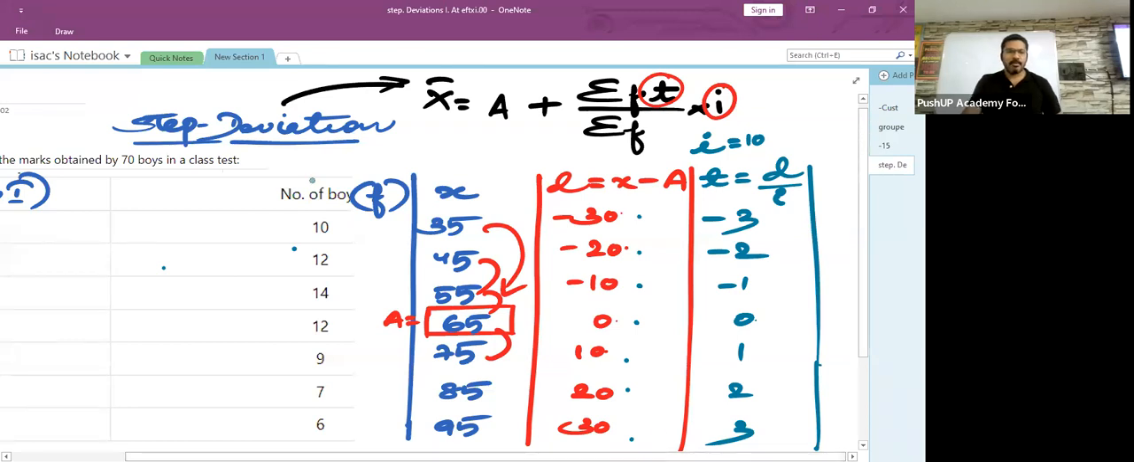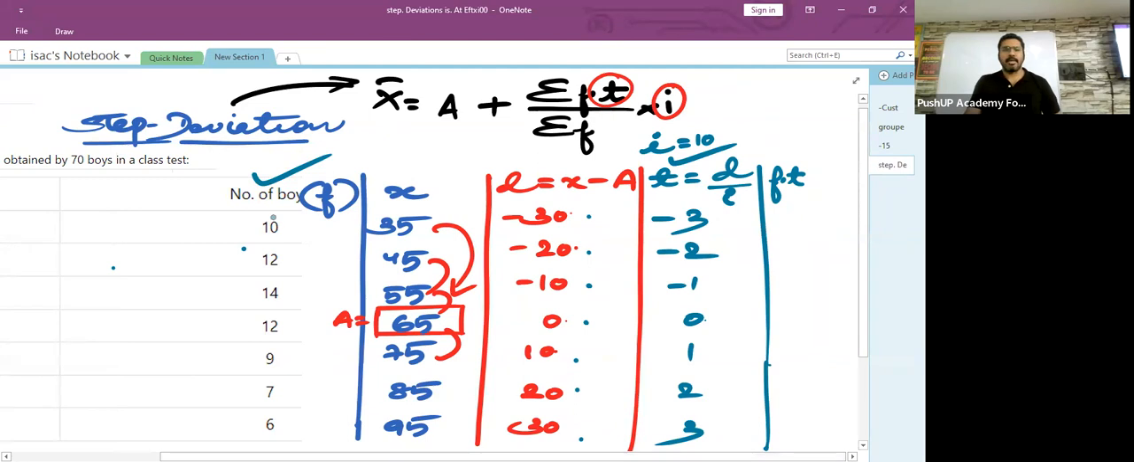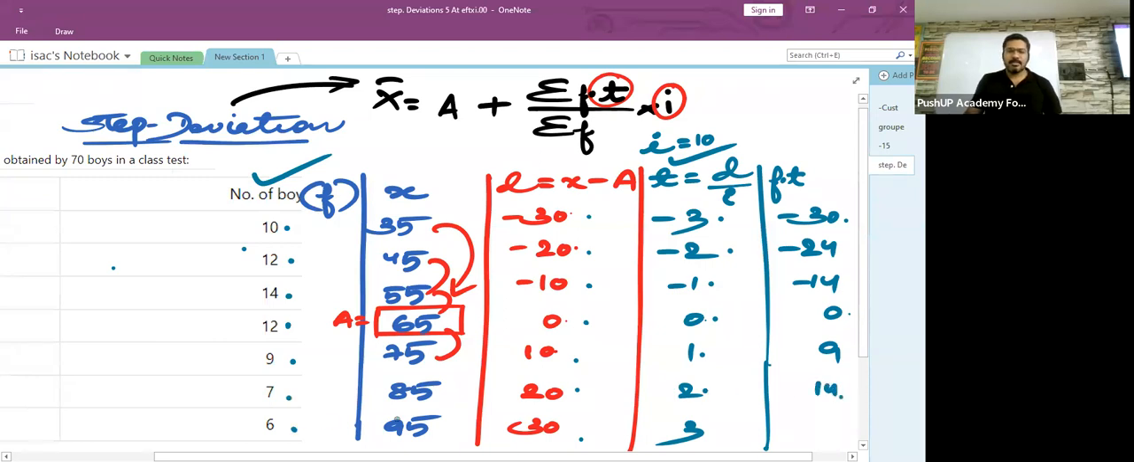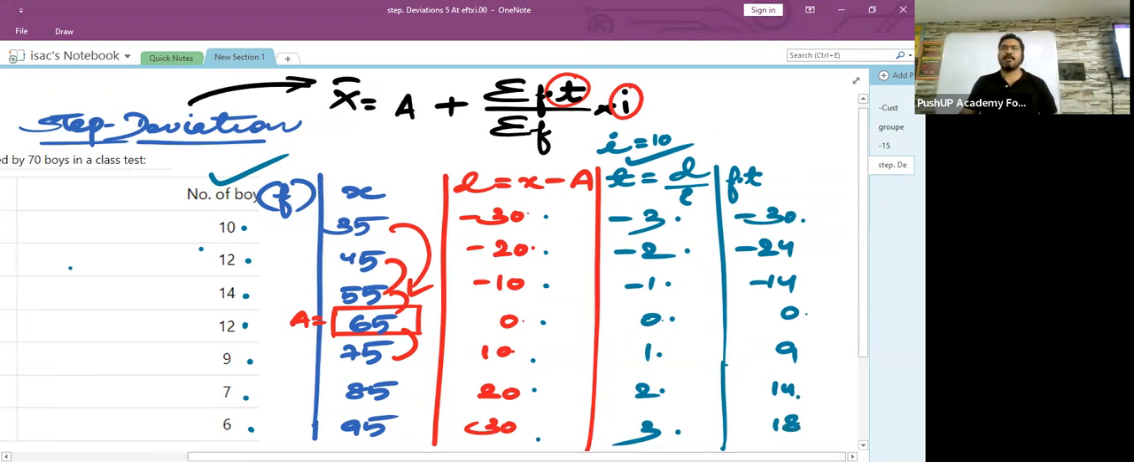Okay, let's start. So where is the column for F? Over here. Where is the column of T? Over here. Let me create a column for F into T. Children, 10 into minus 3 is what? Minus 30. 12 into minus 2 is what? Minus 24. 14 into minus 1 is what? Minus 14. 12 into 0 is what? 0. 9 into 1 is what? 9. 7 into 2 is what? 14. 6 into 3 is what? 18. Okay. You created the column for F into T.